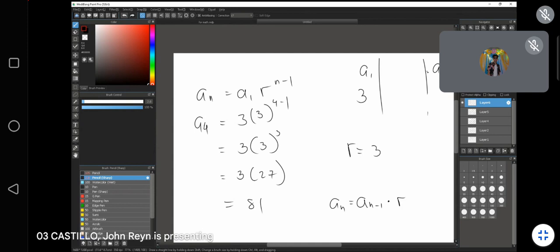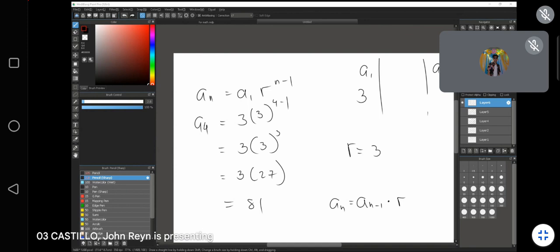Why? Because a subscript of n minus 1 is just the preceding, no? For this case, we can actually have the a sub of 1, but there's no ratio, no? So we cannot use this. Did you get that? That is why we have that second option formula. That is why this one is created by the mathematicians, no? Okay, naintindihan?